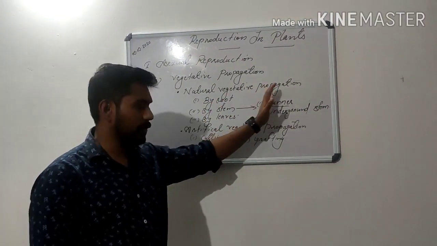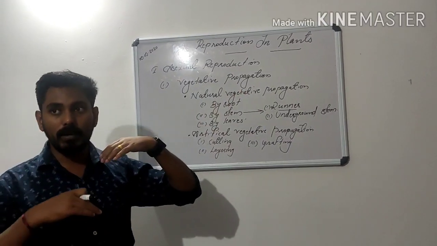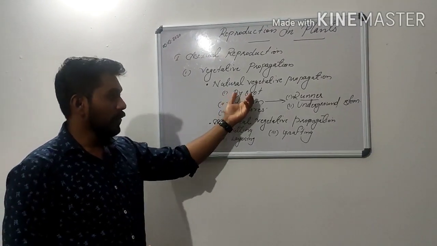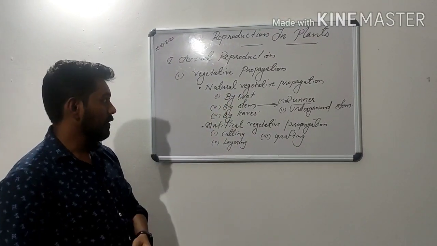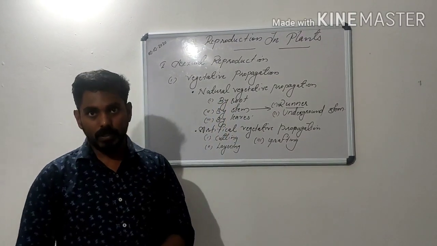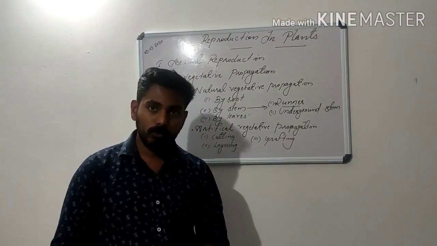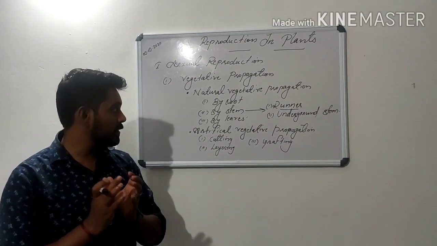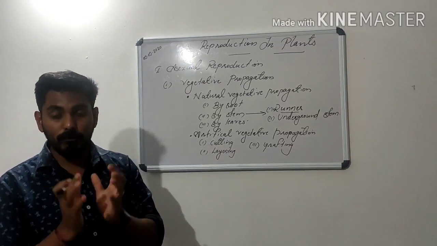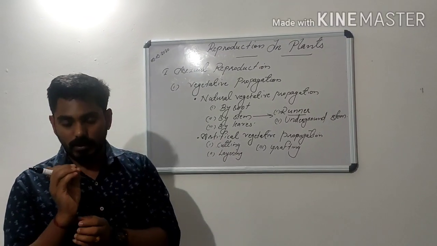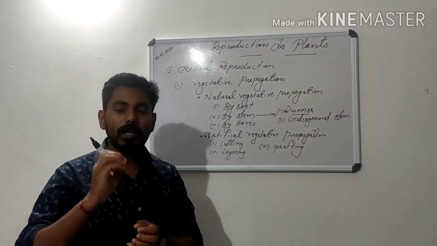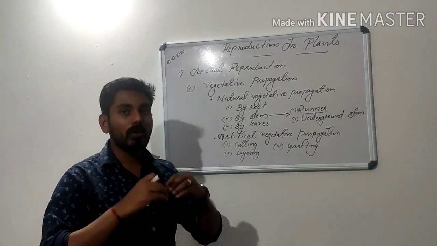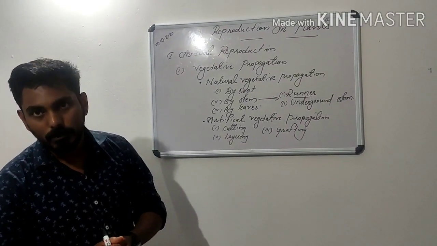In natural vegetative propagation, some plants can produce a new individual by root. For example, sweet potato and dahlia. The roots of these plants are very fleshy, and there are buds on the fleshy root. When it is buried in the soil, these buds grow into new plants.